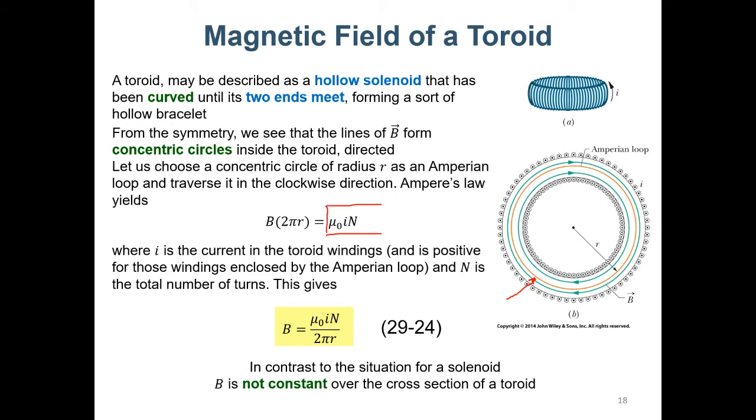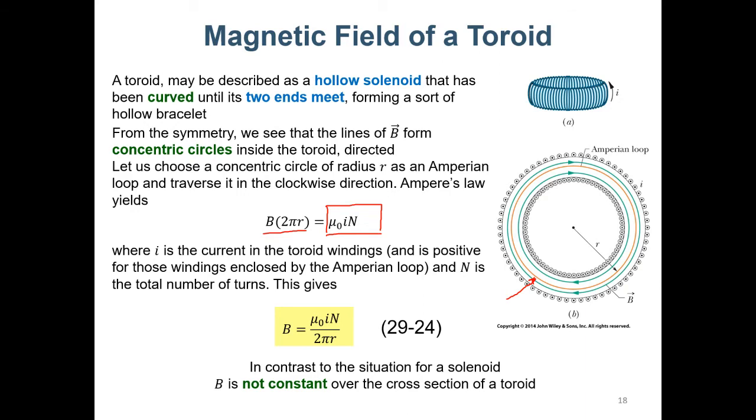So for the right hand side, it is mu zero I times capital N. And for the left side, similarly, it is 2 pi R B. And finally, we divide both sides by 2 pi R so that the B field inside the toroid is nothing but mu zero I capital N over 2 pi R. So in contrast to the situation for a solenoid, B is not constant over the cross section of the toroid. Which means that if it is closer to the center, the magnetic field will be larger.